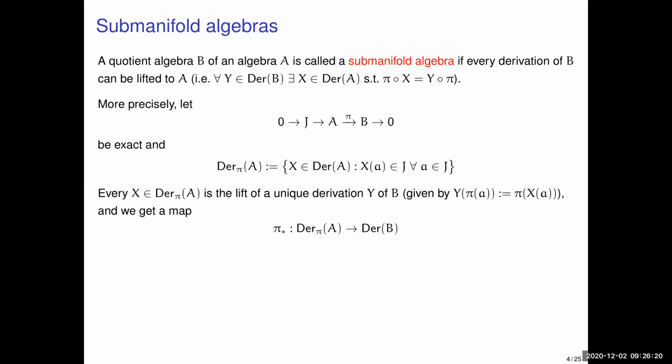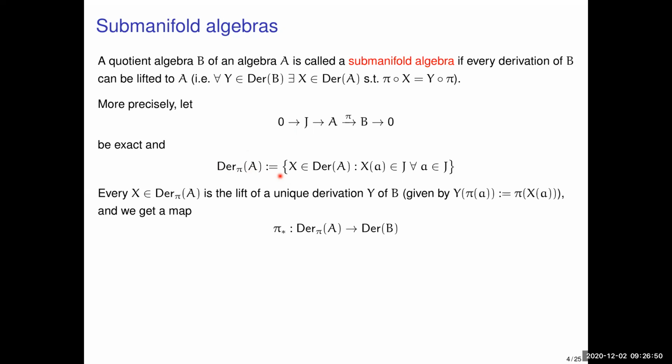Okay, we can say something more, introduce some more notation because I'm going to need it later. So suppose pi is, as before, a surjective algebra morphism, call J the kernel. Then you can consider those derivations of the algebra A that send the ideal to itself, so such that X applied to the ideal J is still in the ideal J.